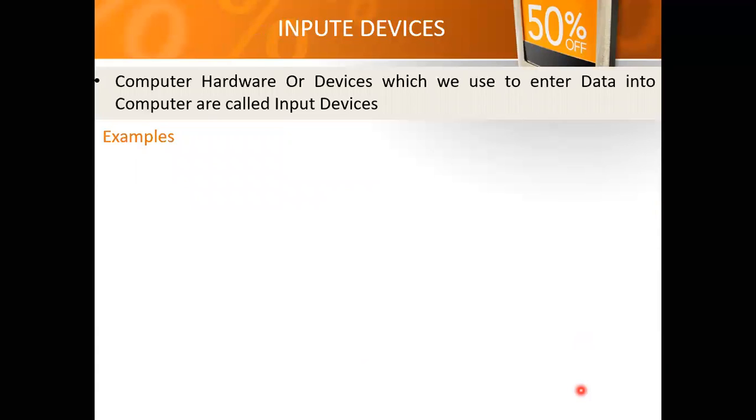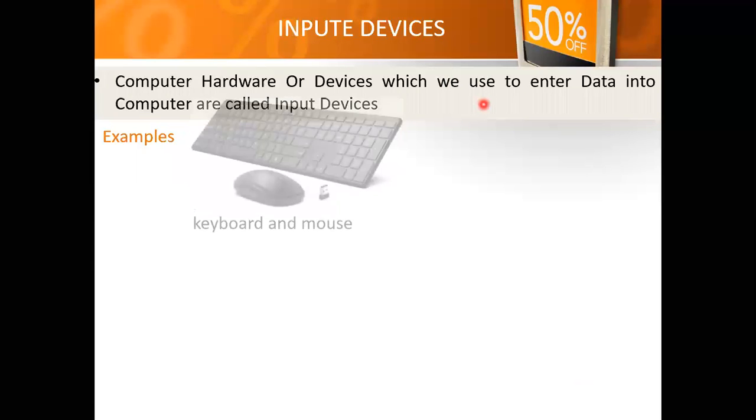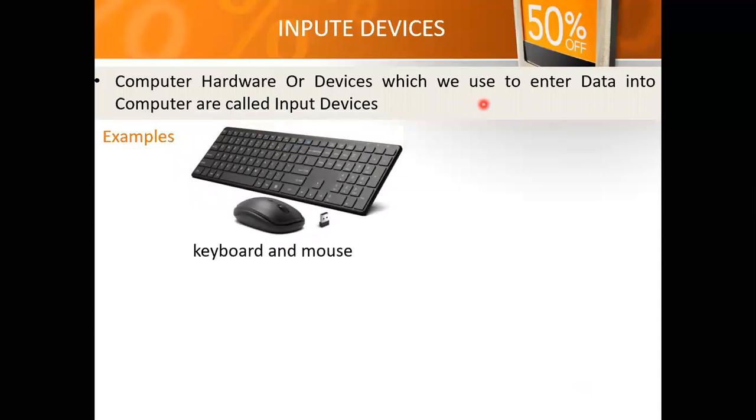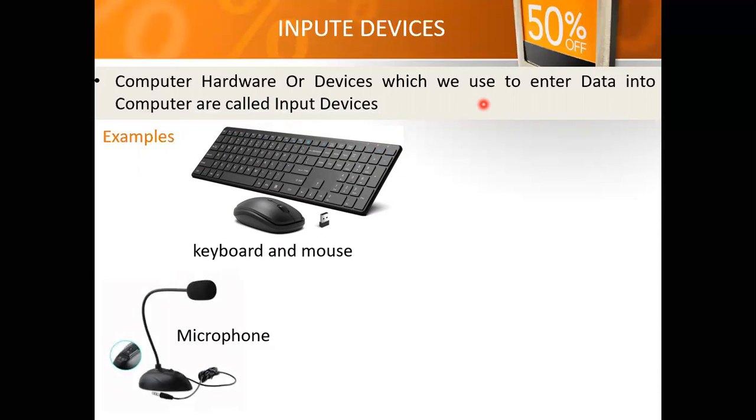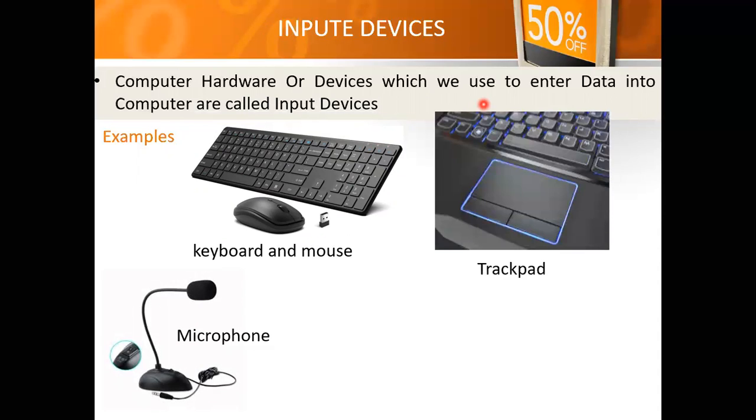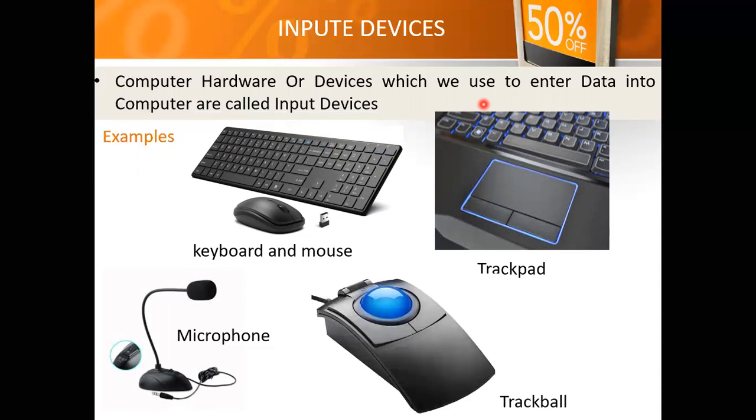Right. Shortly we discuss your previous concepts. The first concept is input devices. The devices which are used to enter data or to communicate with the computer are called input devices. Examples of basic input devices which are compulsory for the computer are keyboard and mouse, and microphone to give input in the form of sound or voice, then trackpad which works as a mouse but is attached to the laptop, and trackball which is an alternative to the mouse as well.